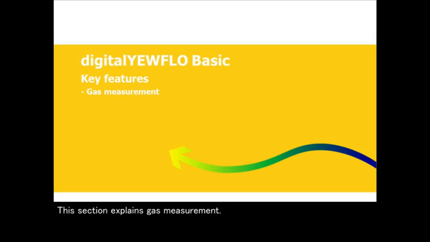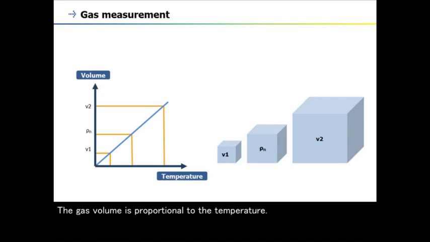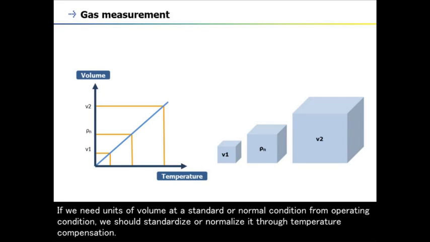This section explains gas measurement. This graph shows volume versus temperature in gas. The gas volume is proportional to the temperature. If we need units of volume at a standard or normal condition from operating condition, we should standardize or normalize it through temperature compensation.